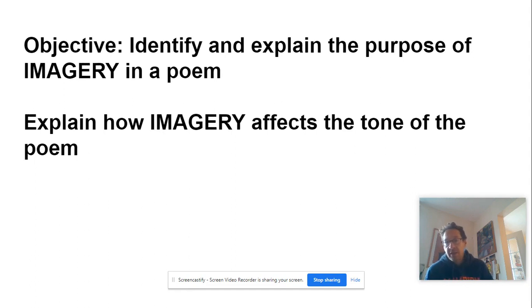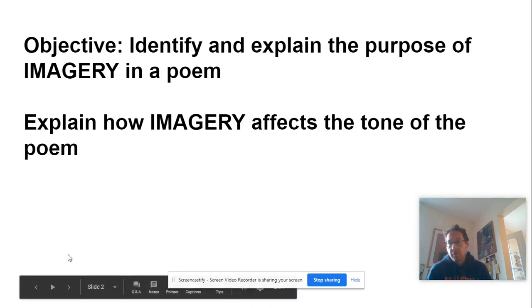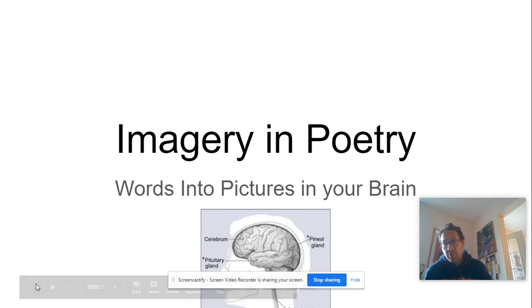Today's objective is to identify and explain the purpose of imagery in a poem. What does imagery do for a poem? The second is explain how imagery affects the tone of the poem. So if we're seeing certain images in a poem, if we're making these mental pictures in a poem, what does it do for the actual tone of the poem? How are we supposed to feel? This is about words into pictures in your brain.